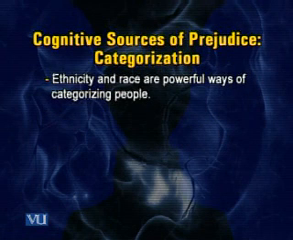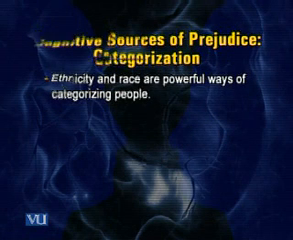As far as cognitive sources of prejudice are concerned, we have a strong tendency to categorize our world to perceive it in a coherent and organized way. And we discussed this earlier when we talked about social cognition, that we tend to organize our social world by categorizing it into different groups.